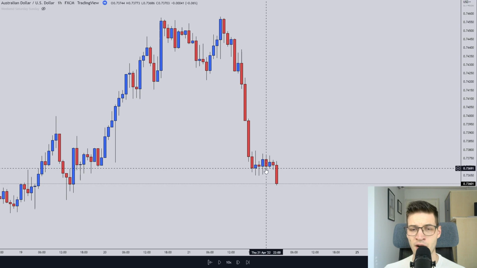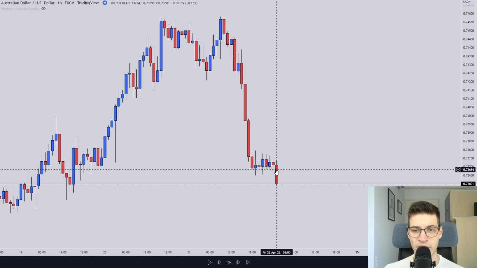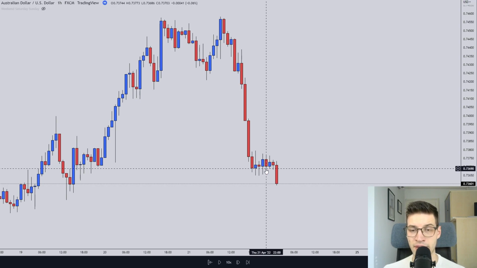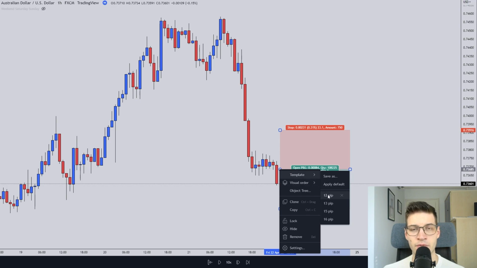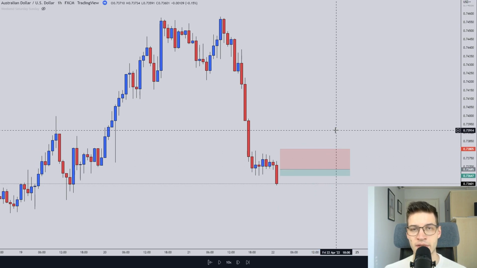So we are placing our pending short. This pattern is traded with a pending order. So we place the order underneath the inside bar. Let's take our tool, let's place it. I put a 12 pip stop. So 12 pip stop is my default stop loss size for the Aussie and the US dollar.